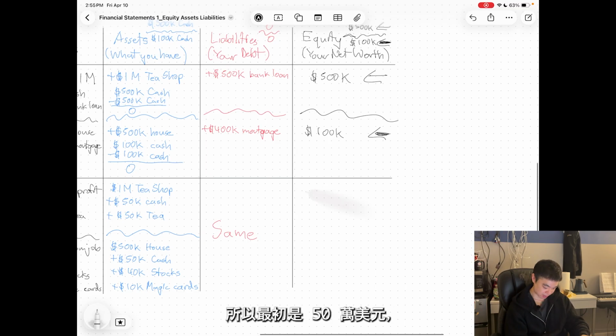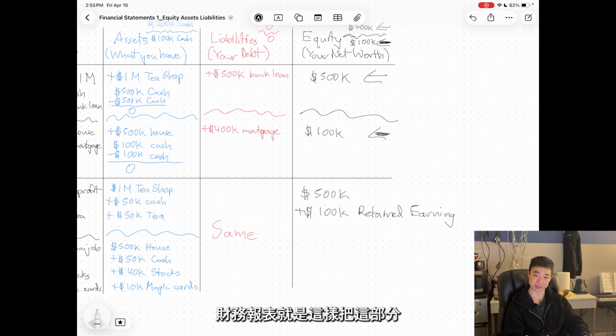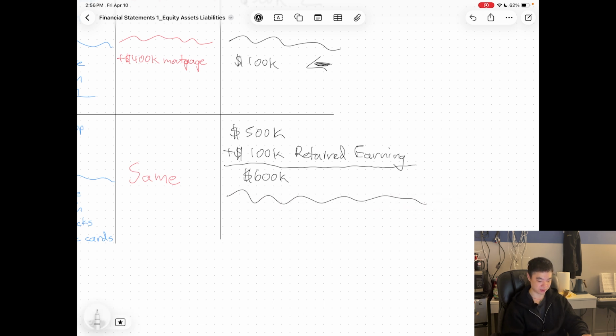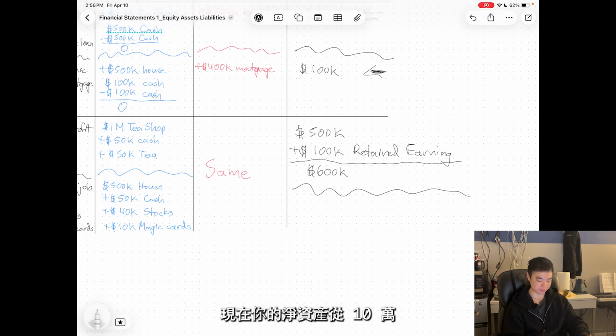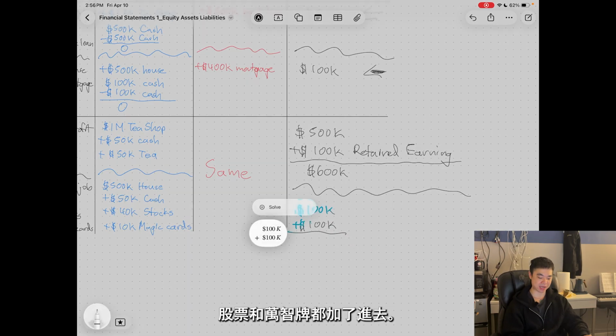So originally, $500,000 and then plus $100,000 in retained earnings. That's how financial statements record this extra earnings or net profit. Now the company's total equity has gone from $500,000 to $600,000. And now your equity has gone from $100,000 to $200,000, because you're adding all your cash, stocks, and Magic the Gathering cards.